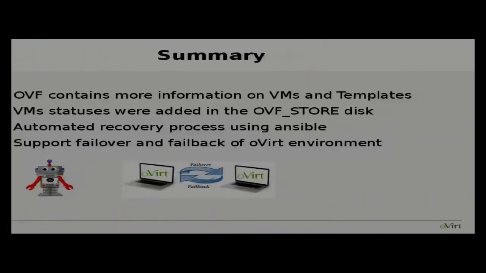So, for a summary, we saw that the OVF now contains more information about VMs and templates. That gives us a way to support all the changes and recovery which is more reliable. VM statuses are now part of the recovery process, so we can know which VMs were running before. The admin has more strength to decide which VMs he wants to run again.